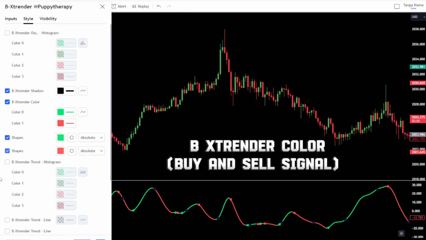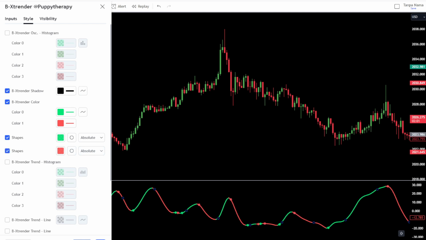2. B-xtrender color. The b-xtrender color serves as a guide for placing buy and sell orders in the market. This color indicator is combined with green and red dots. When the b-xtrender color is green and accompanied by green dots, it signals an opportunity to place a buy order.